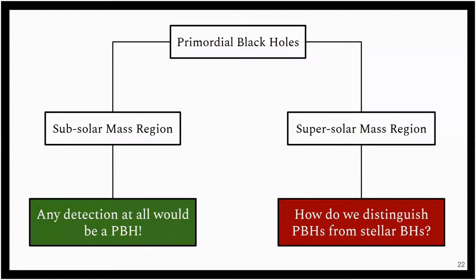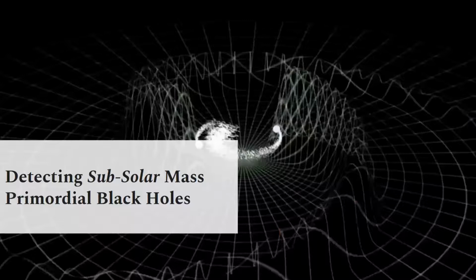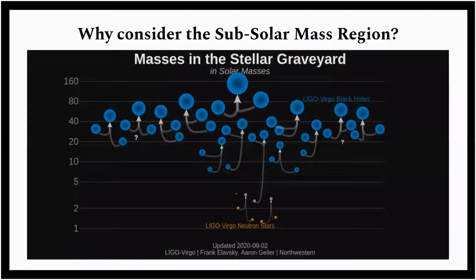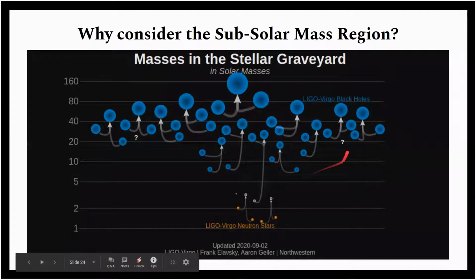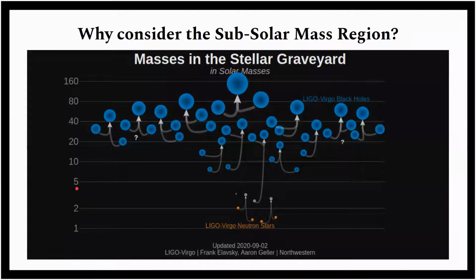For the rest of the talk, it's also divided in a very similar way. So we have the subsolar mass region. What's the main idea of considering the subsolar mass region is what I just said. You have most of the black holes in this region; I think the lowest detected so far has been 5 solar masses or a little above that.